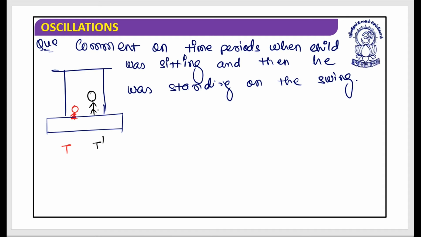So when we say comment, what I mean is that you need to tell me that the time period increases or decreases or something like that. How will you do this? Think, what is coming to your mind. Think it nicely. Yes, some of you might get an idea that initially when the child was sitting, let's say this is the center of gravity of his body and this is the length from where it was hanging. Now the center of gravity has shifted to this and this is the length L dash.